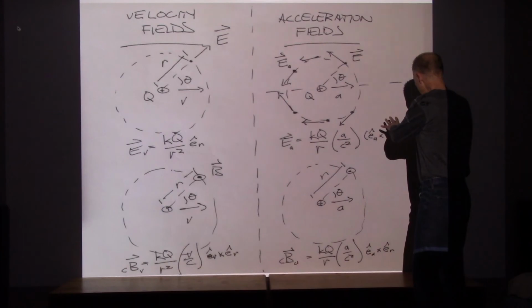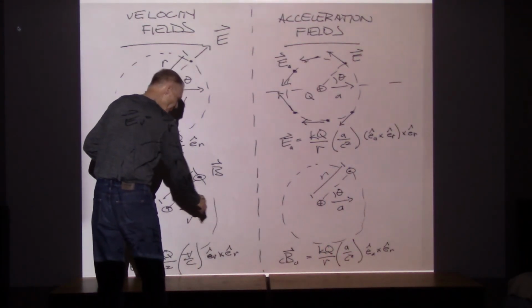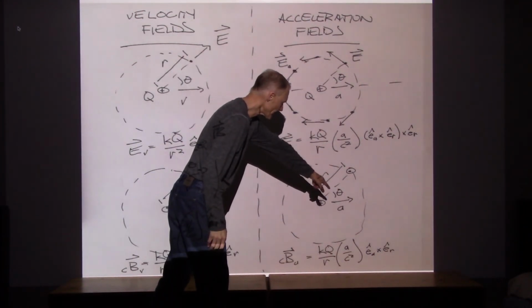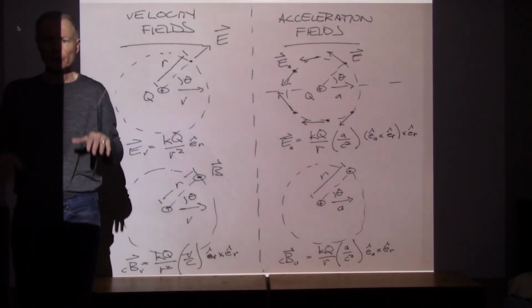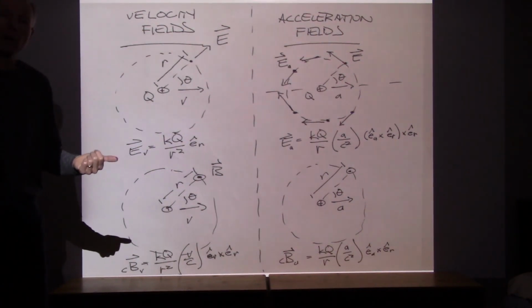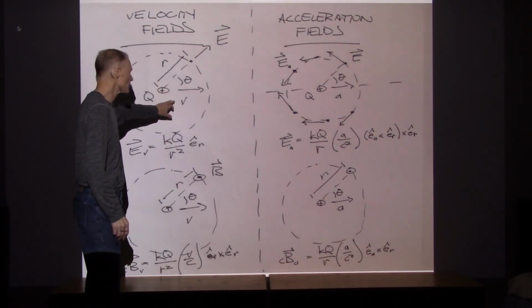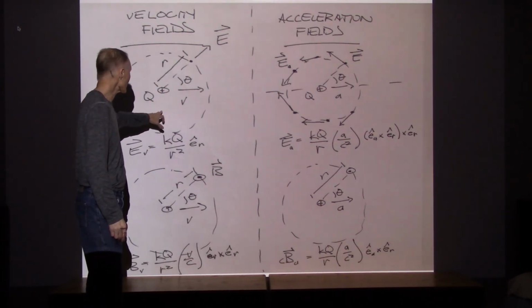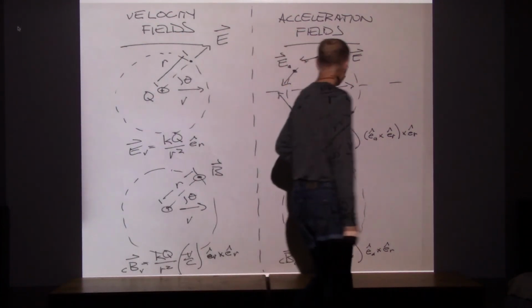So there's a sine theta factor here, there is a sine theta factor there, there is a sine theta factor there. All of these cross products that we've written down introduce a sine theta factor into the magnitude of the field. The only one without the sine theta factor is just the straight velocity dependent electric field.